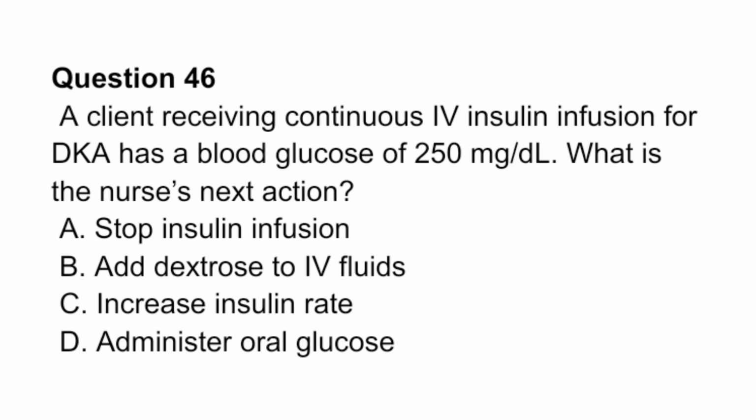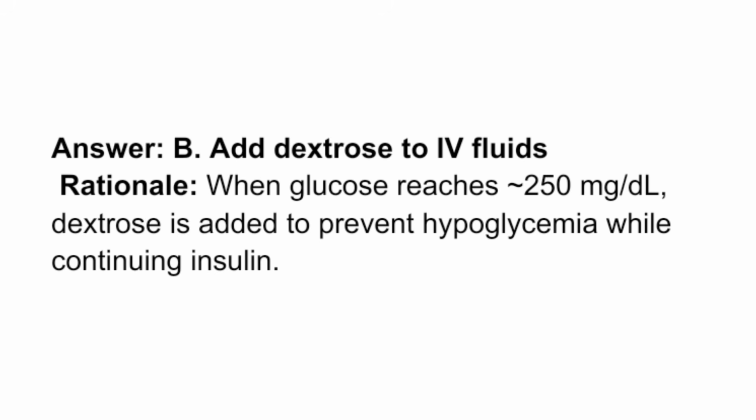Question 46. A client receiving continuous IV insulin infusion for DKA has a blood glucose of 250 mg per deciliter. What is the nurse's next action? A. Stop insulin infusion. B. Add dextrose to IV fluids. C. Increase insulin rate. D. Administer oral glucose. Answer: B. Add dextrose to IV fluids. Rationale: when glucose reaches 250 mg/dL, dextrose is added to prevent hypoglycemia while continuing insulin.